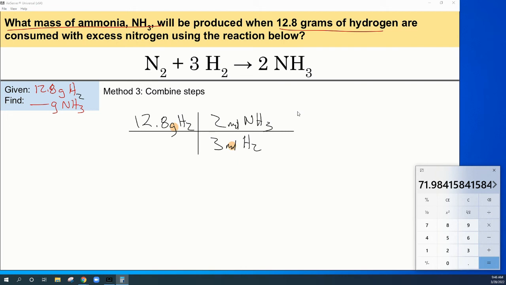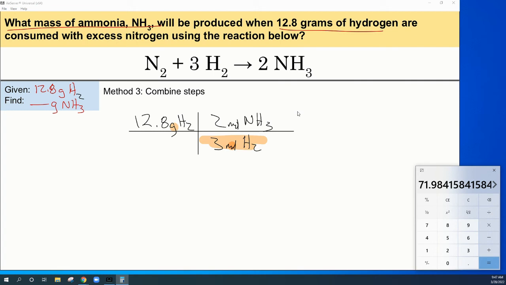What every chemistry teacher, and what we've done in the last two, was we always made this unit match first. We always change this grams to moles. Well, there's another way. What if I took these moles and I turned those to grams?